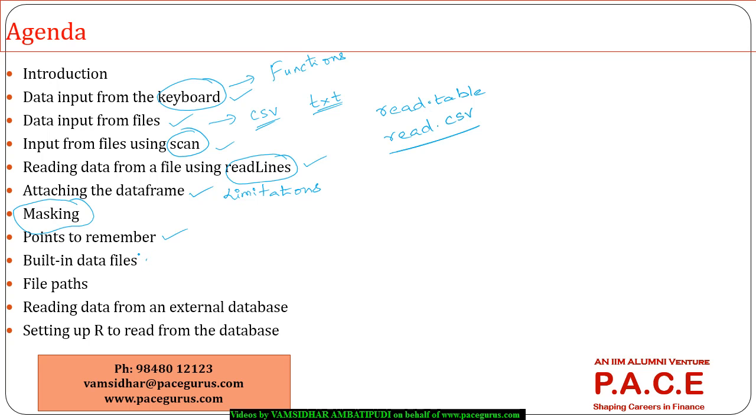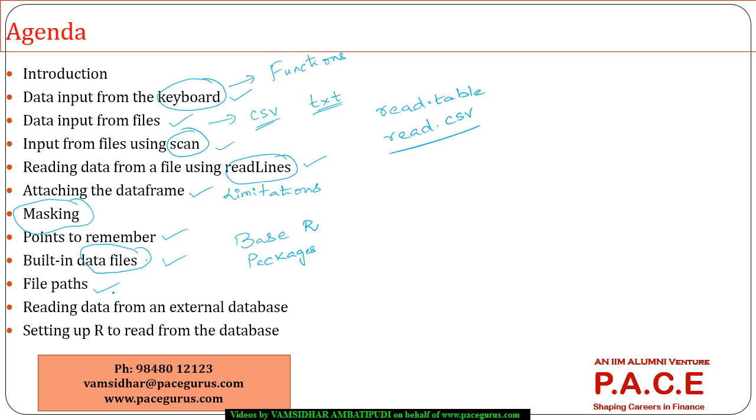Then we talk about the different kinds of data files, which are built-in data files in R. As a part of the base R, there are some kind of data files. As a part of various packages that are installed along with R, there are some kind of data files. So how do I really read those data files and how do I access those data files? So that is one more aspect going into it.